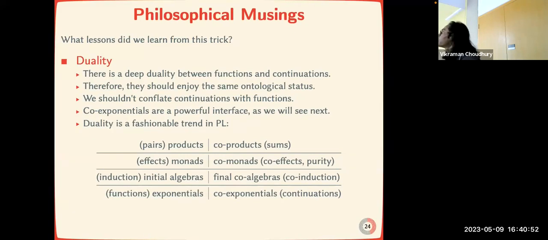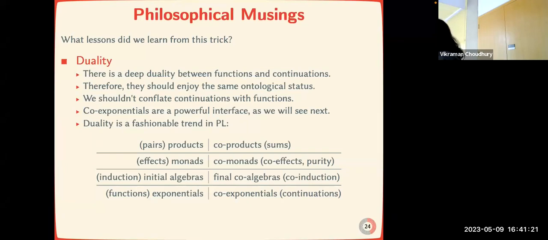And the second thing is the fact that we can use continuations to build this duality between exponential and co-exponential, which means that they should really have the same status. We always think about first order functions, but we always encode continuations as functions. Instead, we shouldn't conflate the two, and just think about functions with currying and continuations with co-currying. And just as a bit of propaganda, dualizing things, taking ideas from category theory and finding applications in programming languages, is a very fruitful trend.